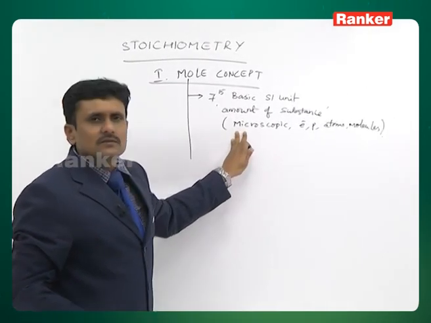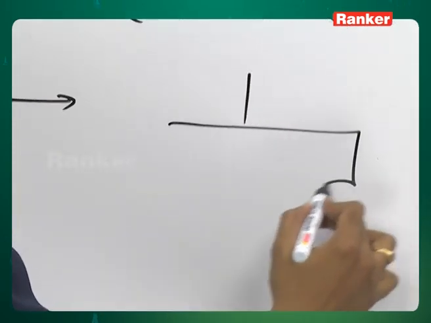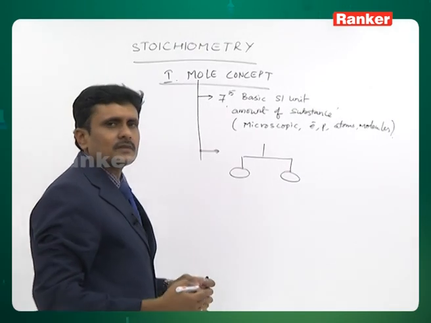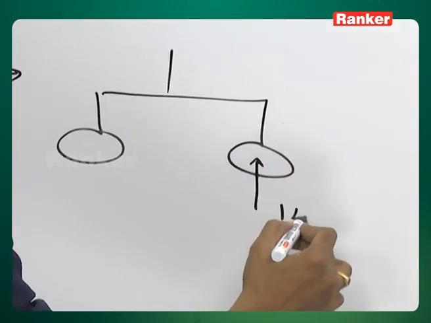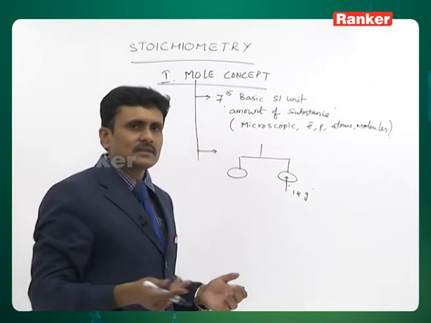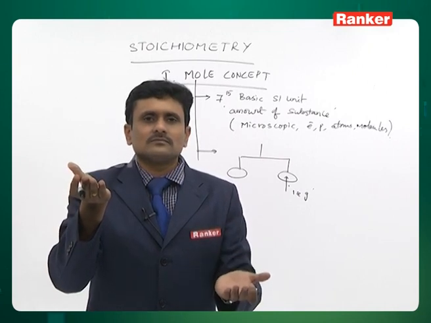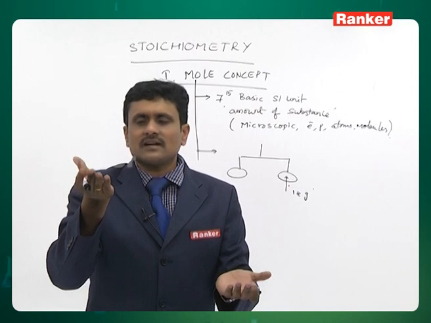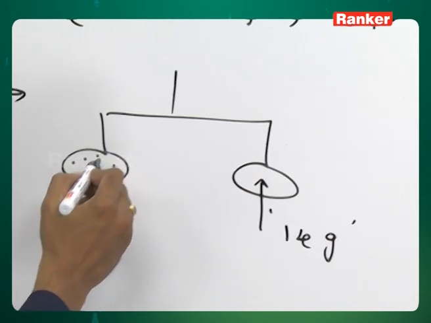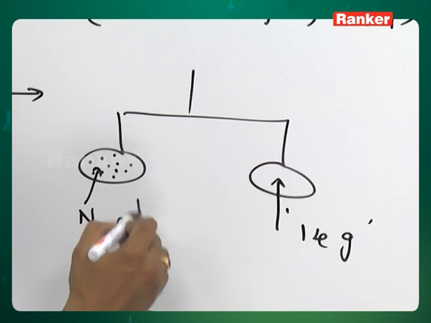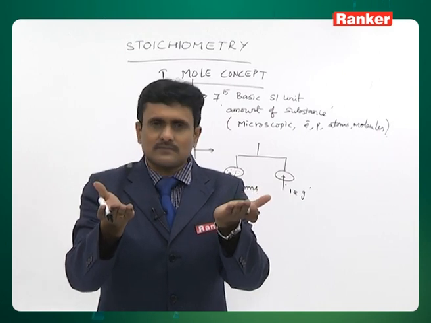So, now this is what it is. Now, it comes to the definition. I will take a balance. This is a simple balance in which at one side, say you kept the 14 gram weight. Now, when you kept 14 gram weight, that side of this balance will go down. Now, in order to compensate that, on the other side, I kept on adding the nitrogen atoms till these two plates of the balance are balanced.